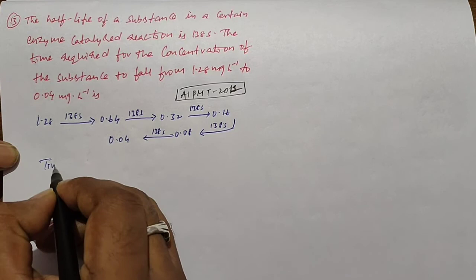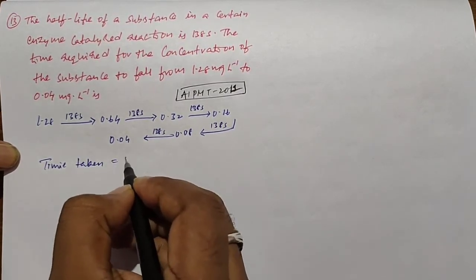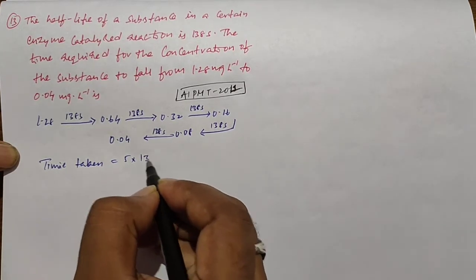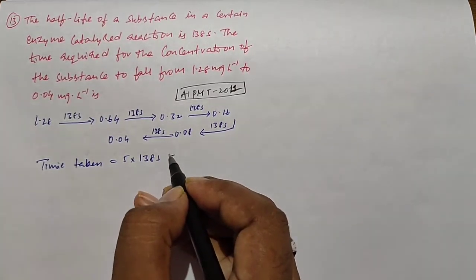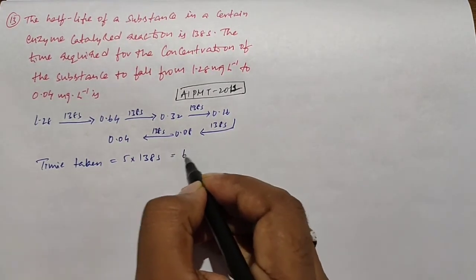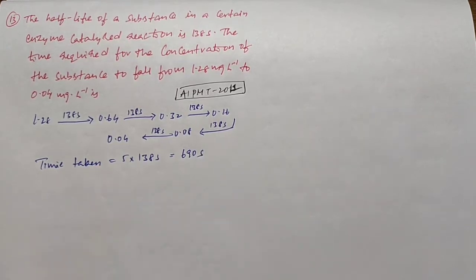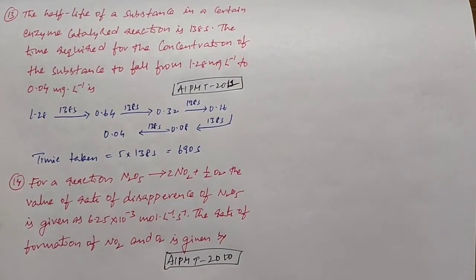So time taken for decomposition is equal to 5 into 138 seconds. Solving this, we get 690 seconds as the answer. Thank you. Okay, this is the next and last problem.